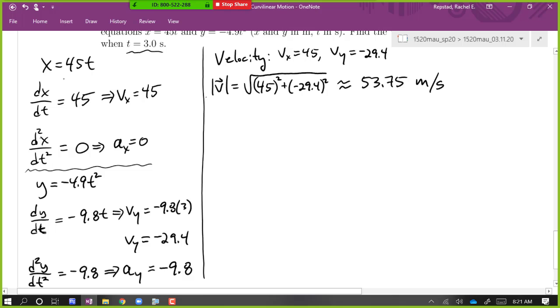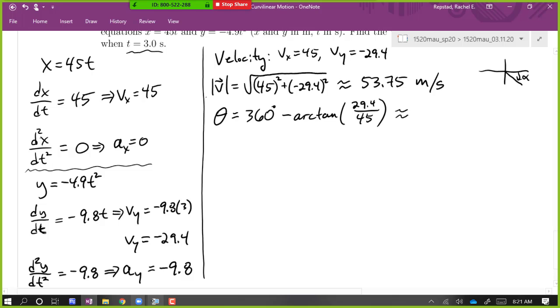Now we're going to find the angle, the direction. What quadrant is this vector in? Four. Yeah, positive x, negative y, that puts it in quadrant 4, like the last one. So that means that we're going to find this reference angle here by plugging in only positives to the arctan and then subtracting from 360. So positive 29.4 over 45.